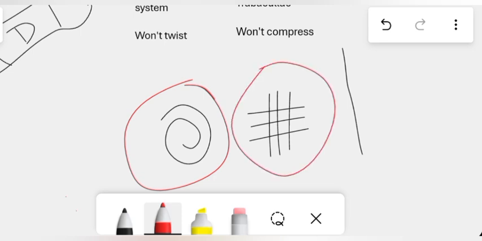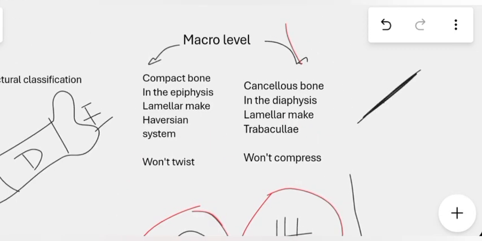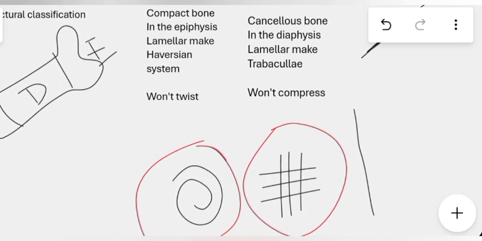If the lamellae arrange themselves into rods and plates, then it becomes the trabecula, right? So trabeculae are present in the cancellous bone and the Haversian system is present in the compact bone. The compact bone will not allow the bone to get twisted, right? I told you it's hard and rigid.